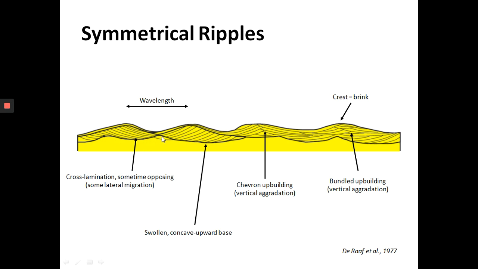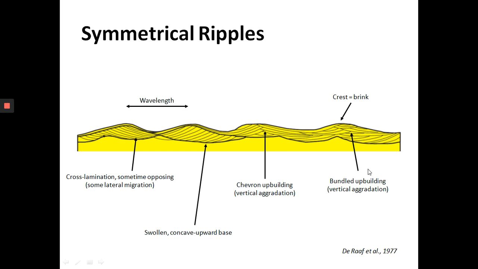And there's a minor component of current. And notice the swollen concave upward base. It follows the orbital motion of your water molecules. And this is basically because of scour. And then you can have things like chevron upbuilding, alternating laminae in opposite directions here. And also things like bundled upbuilding, like small scale trough lamination in cross section here.